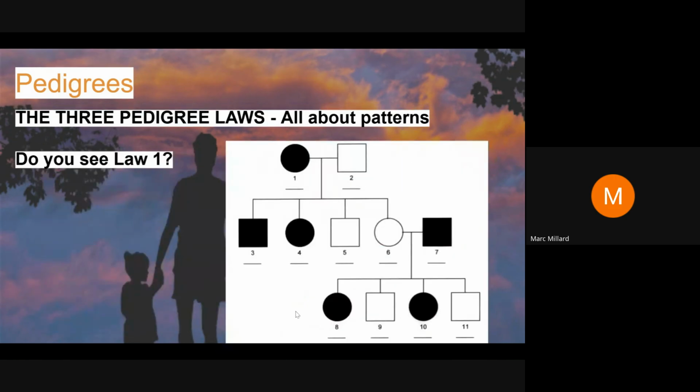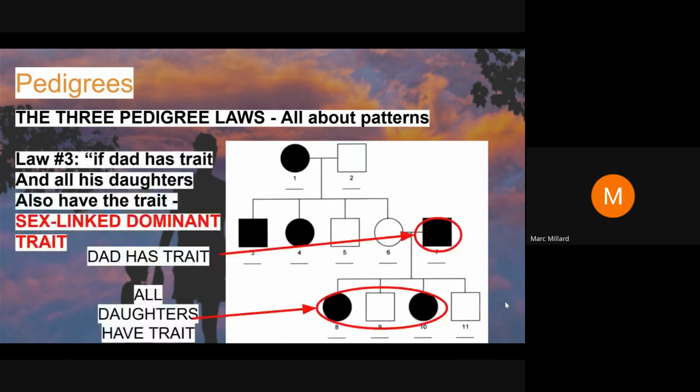So you want to look here and see, do you see anything from law number 1? I certainly don't see anything from law number 1. I don't see two parents that are the same. You see anything from law number 2? I certainly don't. Looks like it's pretty equal amounts between males and females that have it. So, are there any patterns that we're observing? Okay. Well, here's the third pattern.